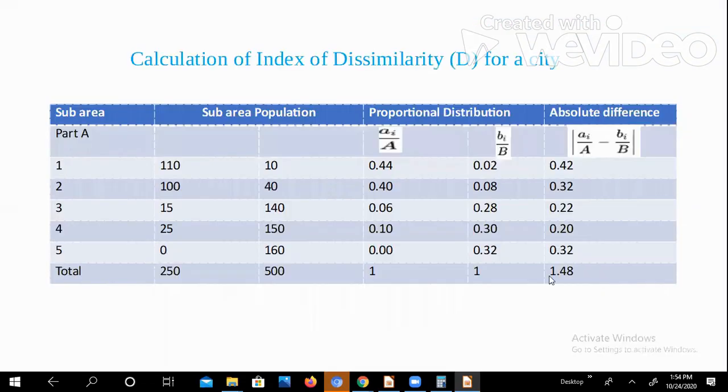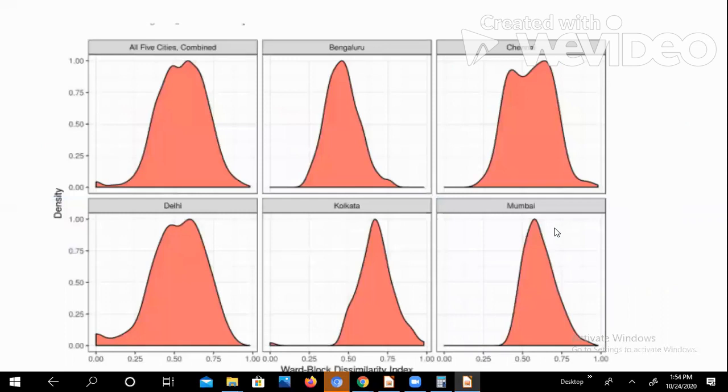Then you add all these up for the total dissimilarity index for that particular city, and you get 1.48. For example, it is 1.48 over here. So for the city as a whole, the dissimilarity index is 1.48. You can or you cannot multiply it by 100 to get the same thing in percentage. This is the dissimilarity index of certain cities of India. This shows the ward-wise dissimilarity index of each ward for the whole city.